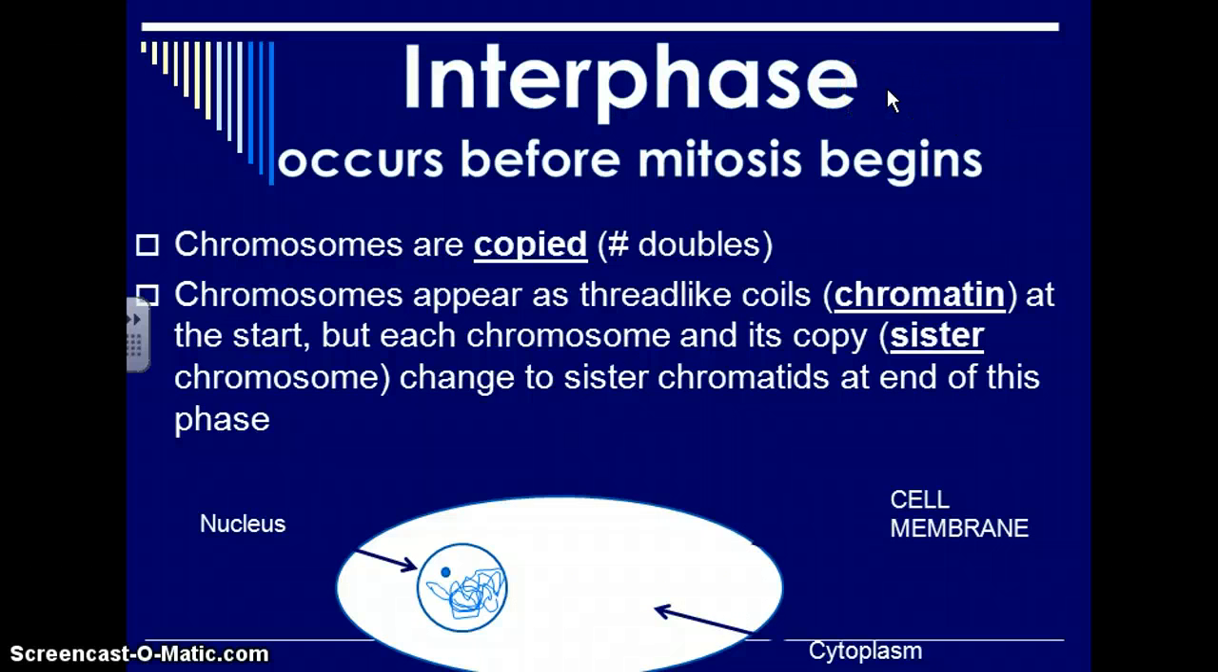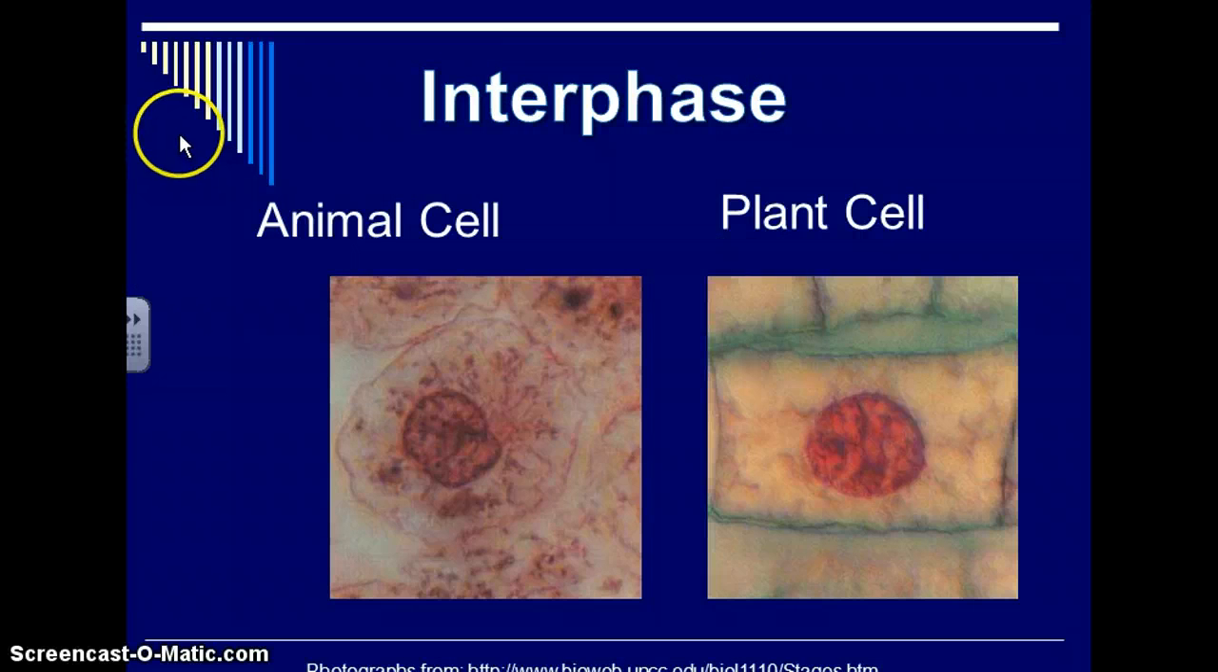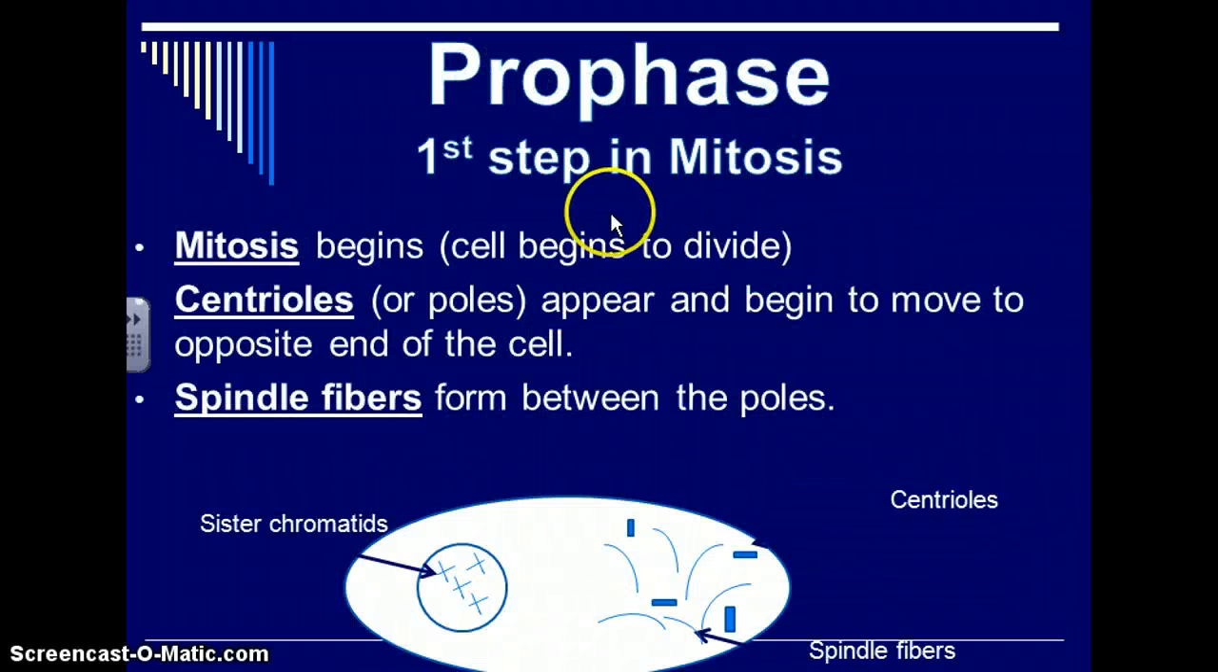In mitosis, we have interphase, and this actually happens before mitosis begins. The chromosomes during this phase are copied. At first they appear kind of like thread-like coils, and then they copy themselves, and then they turn into chromatids. This is an example of interphase, in an animal cell and a plant cell. Then we have prophase, which is actually the first step that we talk about. This is when the cell begins to divide.